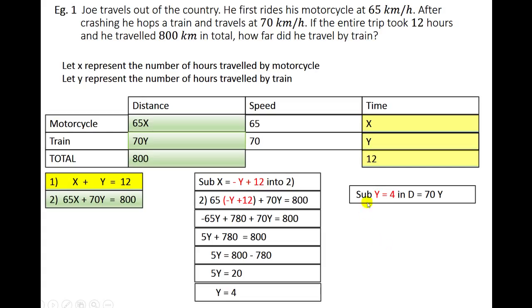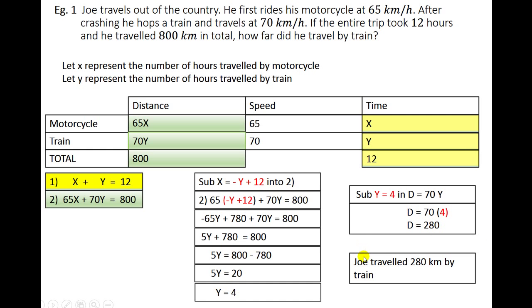Therefore, if we sub y equals 4 into the distance formula for the train, we're going to find out how far the train traveled. When you do so, you get distance is equal to 70 times y, in this case 70 times 4, and distance is equal to 280. Thus Joe traveled 280 kilometers by train.